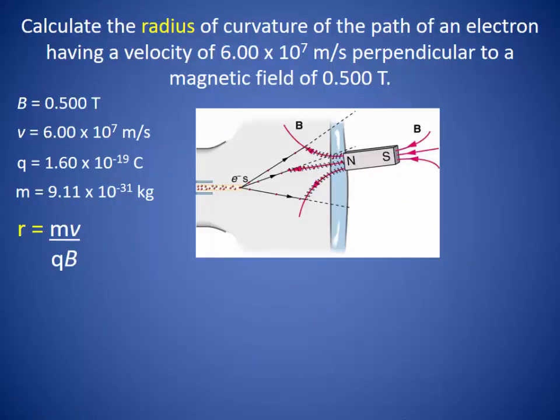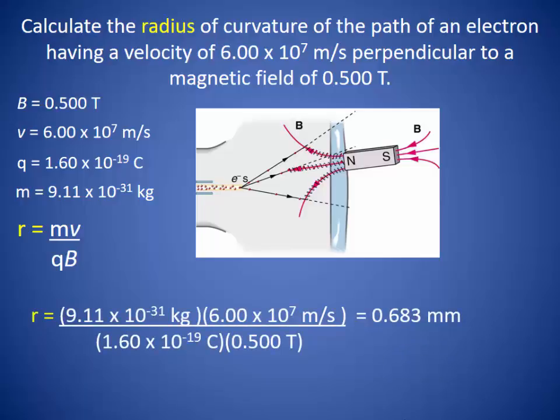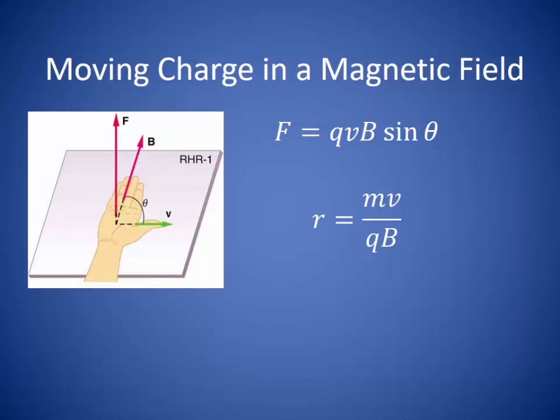So calculate the radius of curvature of the path of an electron having a velocity of 6.00 times 10 to the 7th meters per second, perpendicular to a magnetic field. We are given the magnetic field and the velocity. We have known the charge of an electron for a while, and we can look it up if we need to. The same thing happens with the mass. So adding those into our equation, we get 0.683 millimeters.